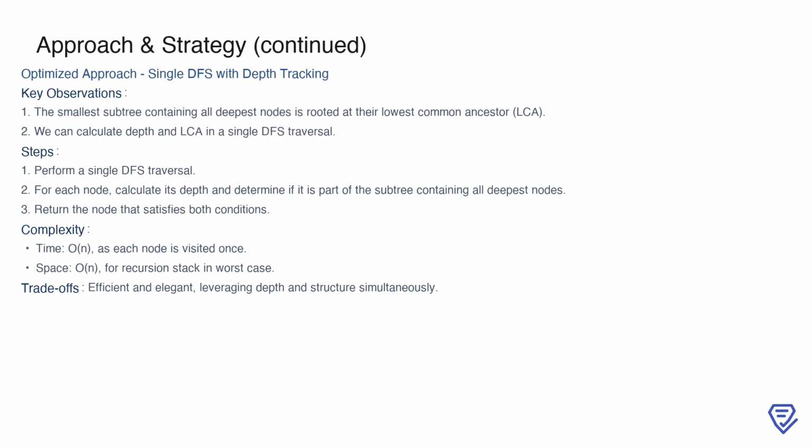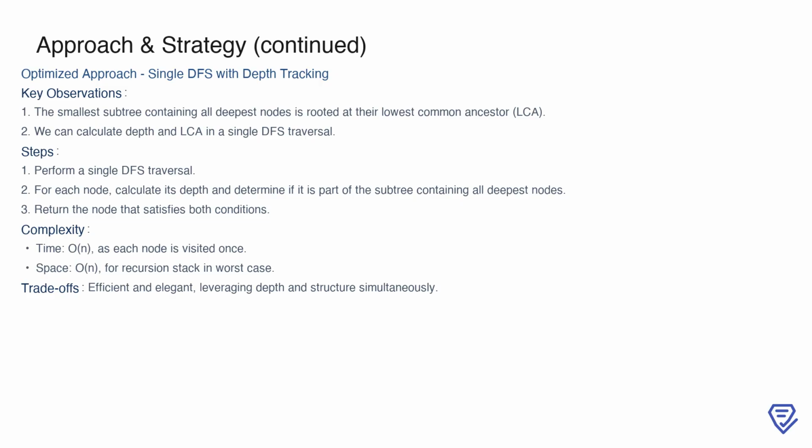Now, we can move on to a more optimized approach that uses a single depth-first search, or DFS, to track both the depth and the lowest common ancestor, or LCA, of the deepest nodes. The key insight here is that the smallest subtree containing all the deepest nodes will always be rooted at their LCA. This means we can solve the problem by calculating both the depth and the LCA in a single DFS traversal.